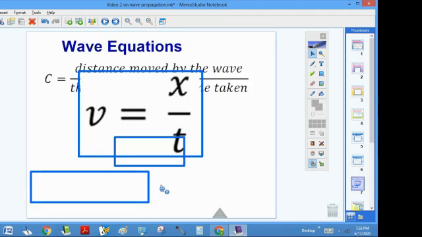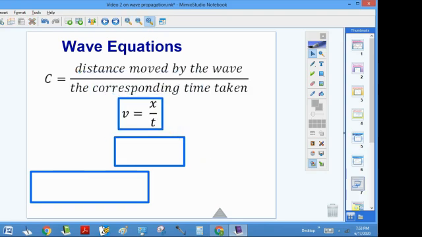Next, we talk about the wave equation, which is described as the distance moved by the wave over the corresponding time taken, and it is given as v equals s over t. S stands for the distance moved by the wave, and t stands for the time taken. Again, the wave speed can be explained, as I told you before, as wavelength times frequency, lambda f or f lambda, which represents wave speed.